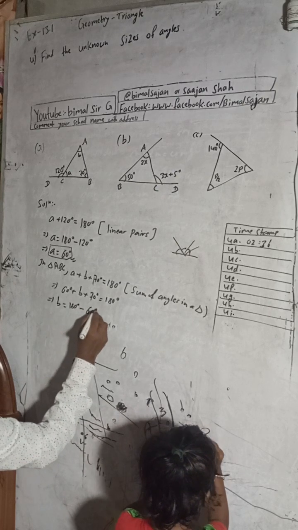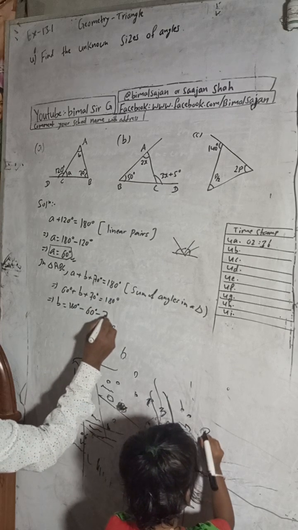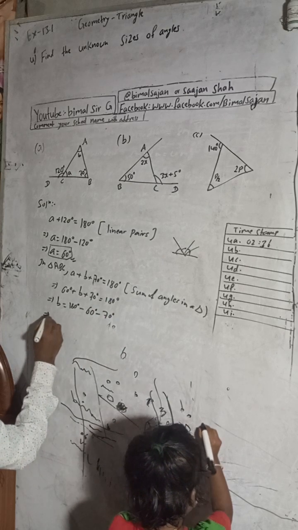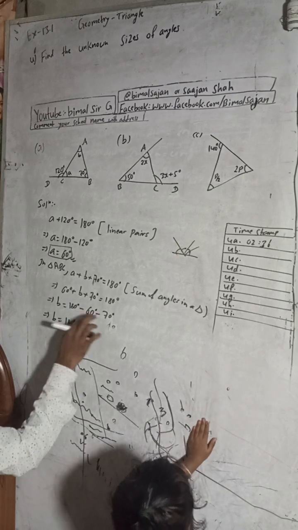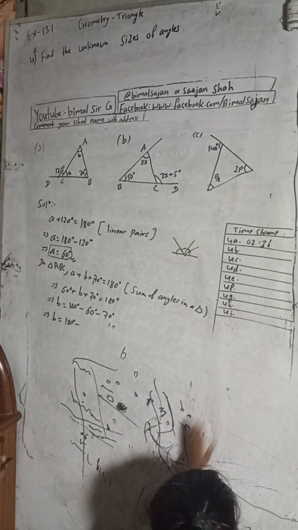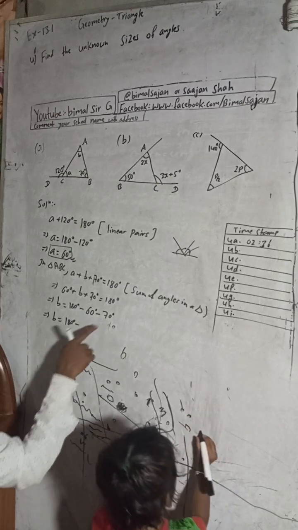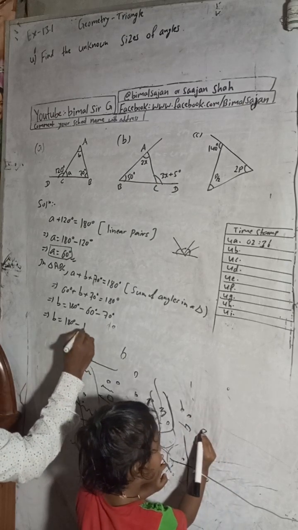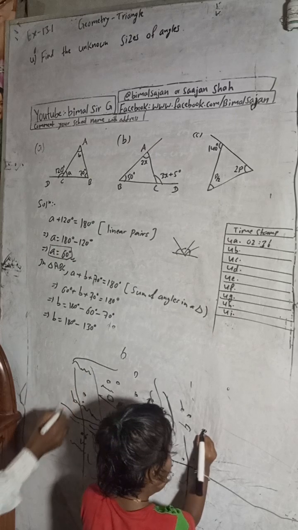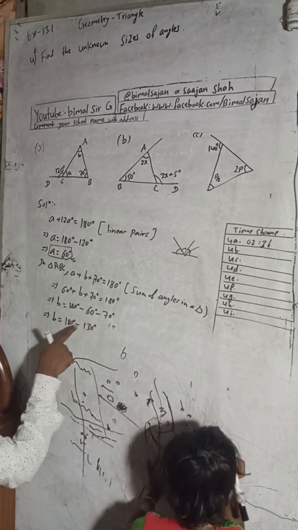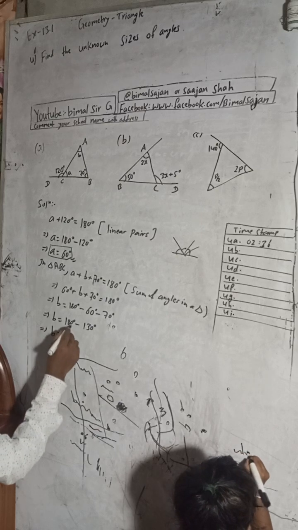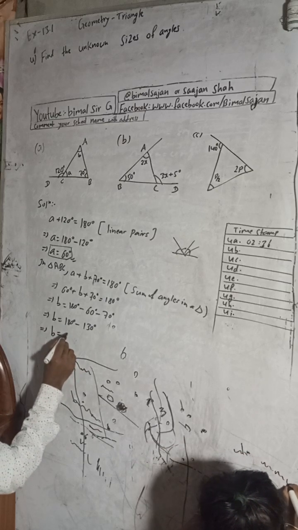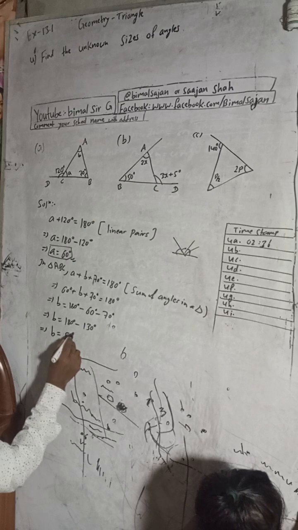Or you can do it separately: plus 60 minus 60 degree, plus 70 minus 70 degree. And now here you can do B is equal to 180 degree minus this, minus, both are minus minus, so add this. So when you add this, 60 plus 70 is 130 degree. Now here B is equal to 180 minus 130 is equal to 50 degree.